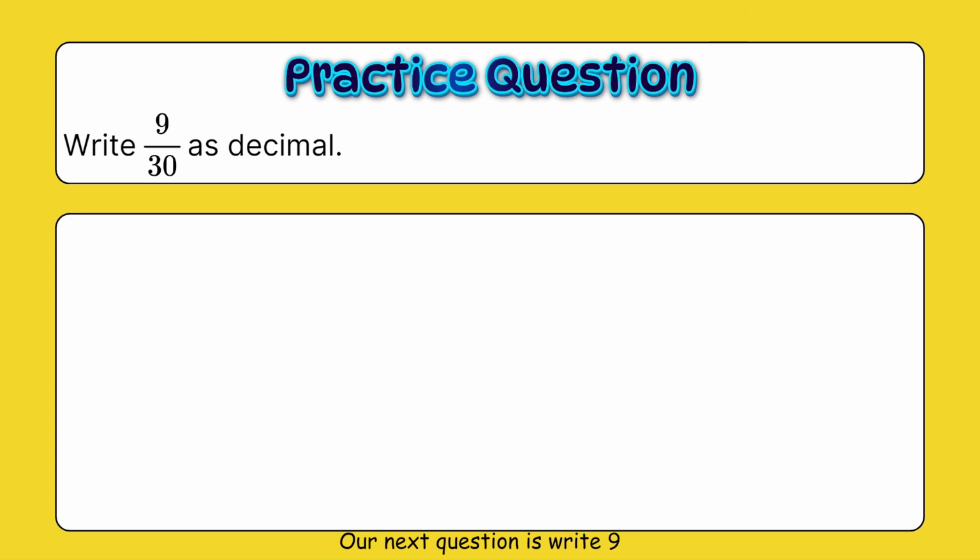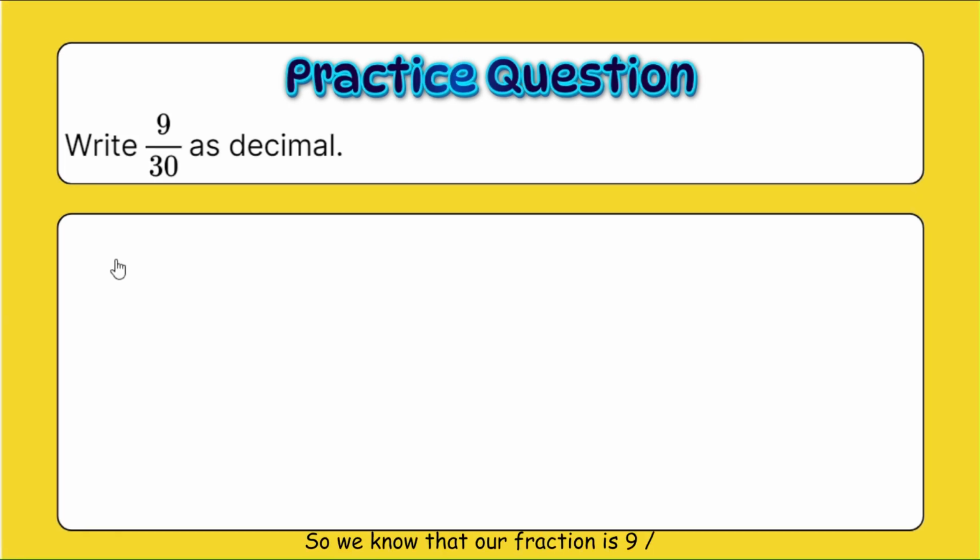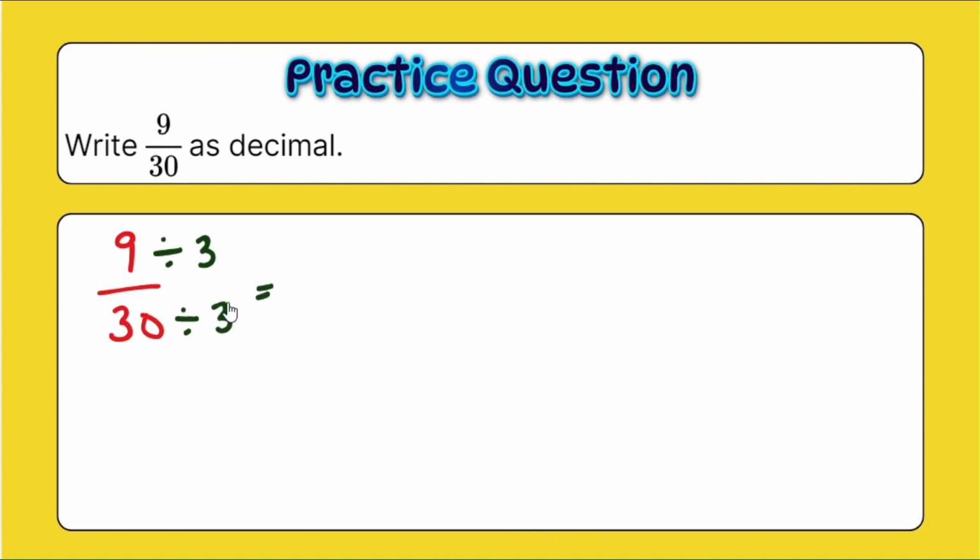Our next question is, write 9 over 30 as a decimal. Now if you look at this fraction, you can see that 9 and 30 are both divisible by 3. So we are going to simplify them first to make our calculations easier. So we know that our fraction is 9 over 30, and 9 and 30 both are divisible by 3. 9 divided by 3 is 3, and 30 divided by 3 is 10.